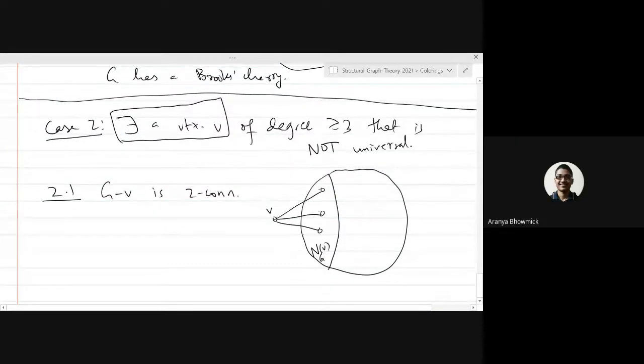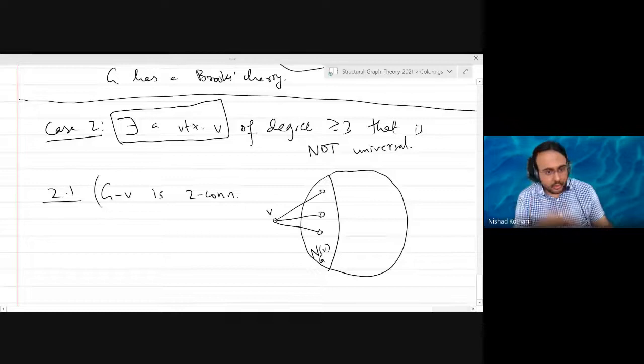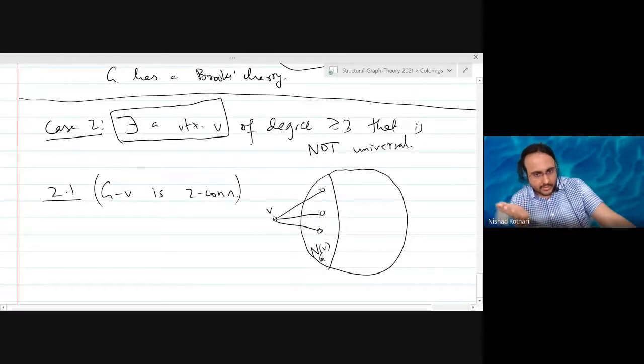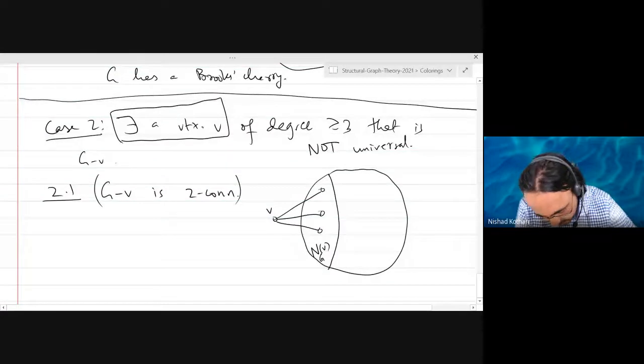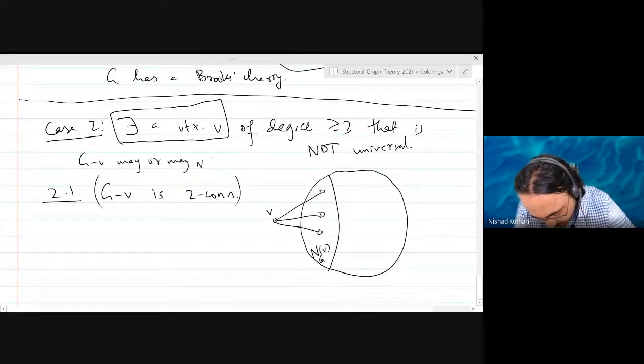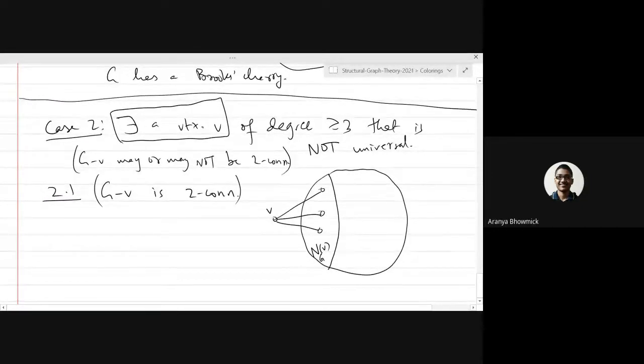But I think G is two connected, right? So G minus V will be one connected. No, that is the assumption. It could be not two connected. It will be at least one connected, but it could still be two connected, right? That is also a possibility. So I'm going to consider those two possibilities separately. The first possibility is that G minus V is two connected, and the second is that G minus V is not two connected. G minus V may or may not be two connected. If it is not two connected, then it will be one connected, and that will be considered in the second case. Exactly.